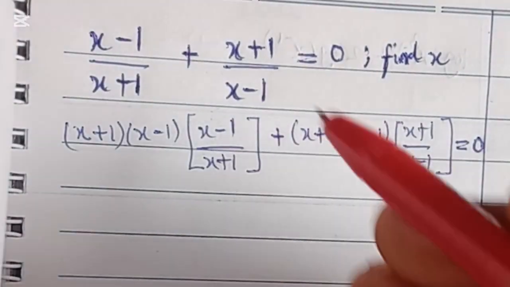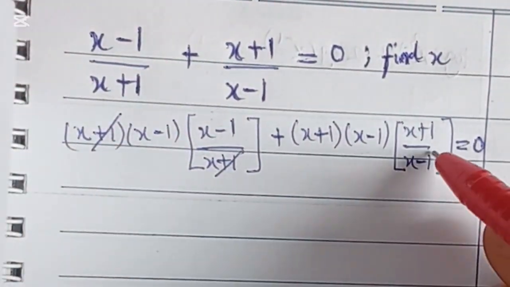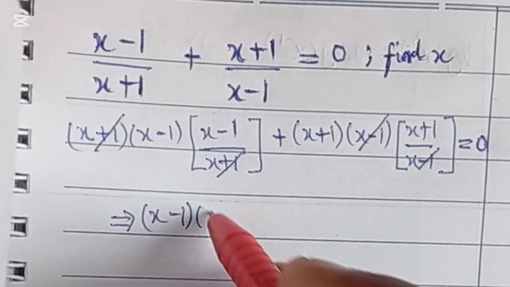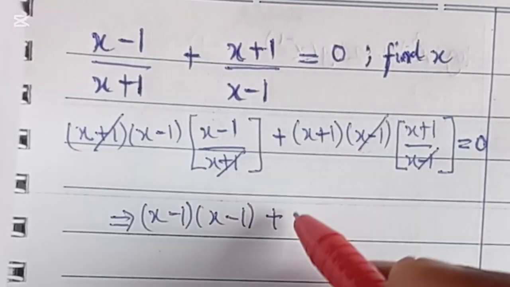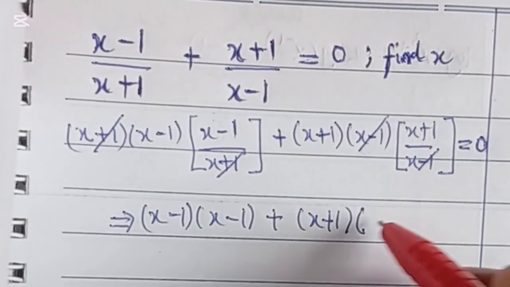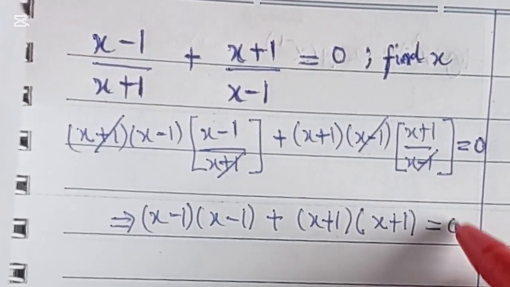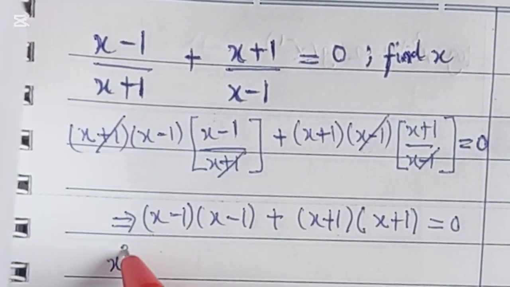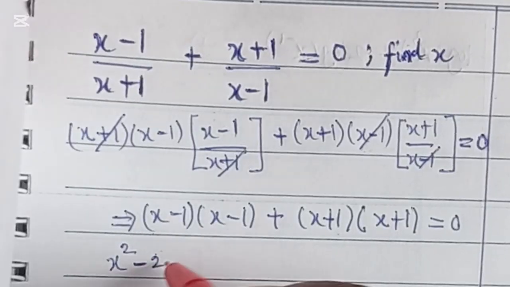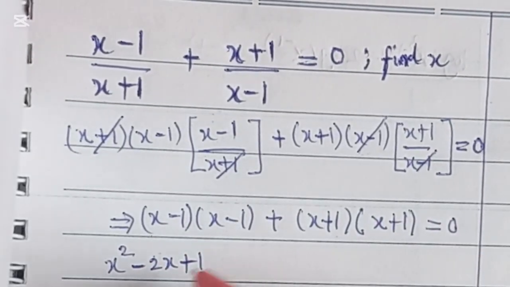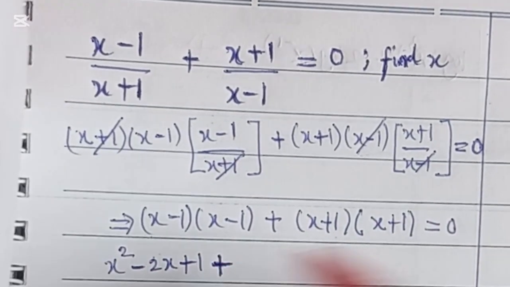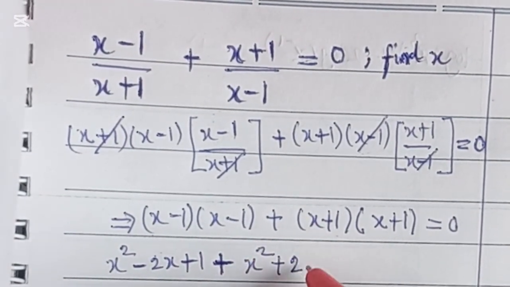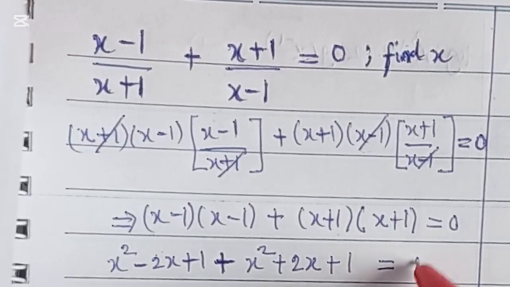When you check properly, you see that x plus 1 cancels out x plus 1, and x minus 1 cancels out x minus 1. This expression becomes (x minus 1) bracket (x minus 1), plus what is left here, which is (x plus 1) bracket (x plus 1), which is equal to 0. Open the bracket and expand: this becomes x squared minus 2x plus 1. I skipped a bit of the steps here, but when you expand, you can verify that. For x plus 1, when you open the bracket and expand properly, you have x squared plus 2x plus 1, which is equal to 0. Can you see?